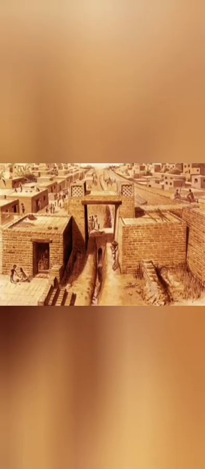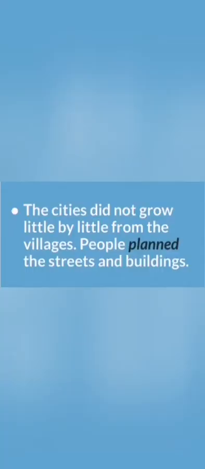Class, as you can see in this picture, that the cities had high walls around them with gateways. A gateway is an opening that can be closed by a gate. This helped officials to check that who came in and who went out and what they were trading. Mohenjo-daro and Harappa did not grow little by little from the villages. People planned the streets and buildings.